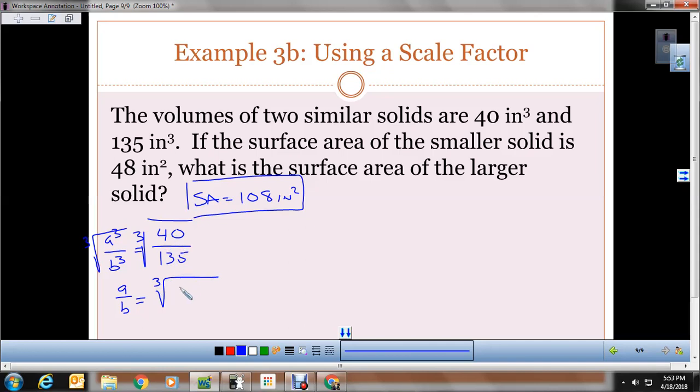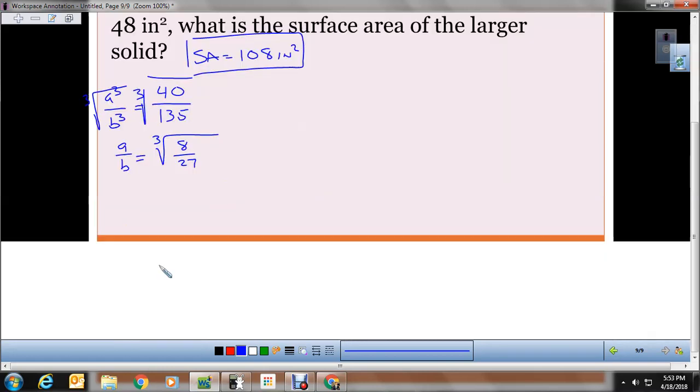That means 40 divided by 5 is going to be 8, and 135 divided by 5 is going to be 27. Now both of these remaining numbers are perfect cubes. So my a over b is going to be the cube root of 8, which is 2, over the cube root of 27, which is 3. So that means the ratio of our areas is going to be these two numbers squared. So this is our scale factor, 2 to 3.